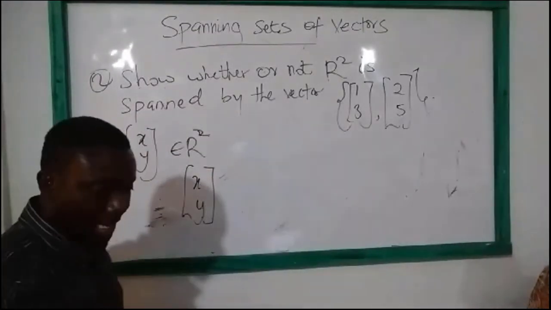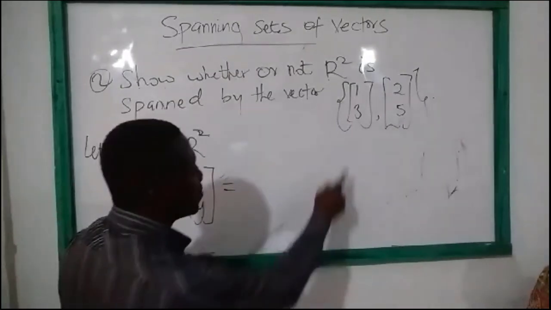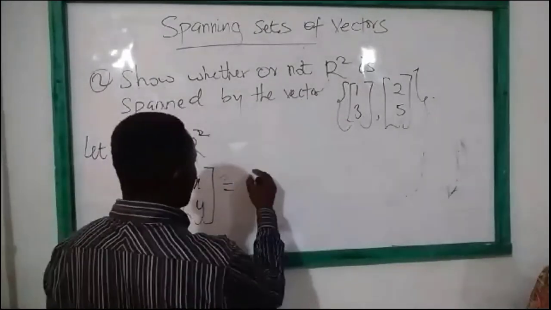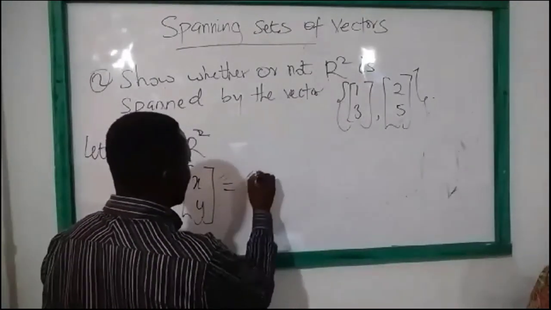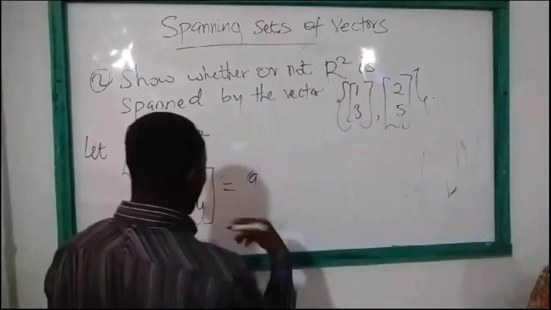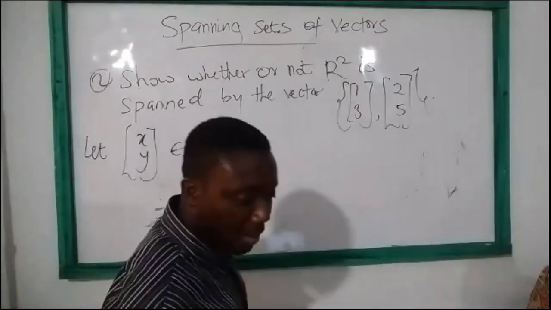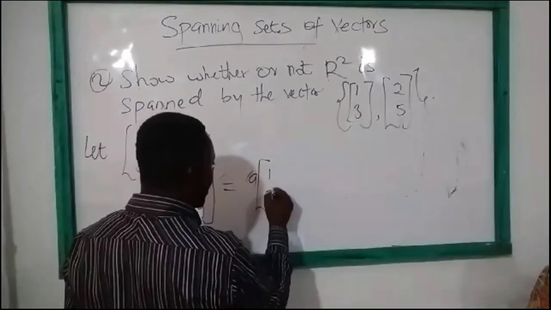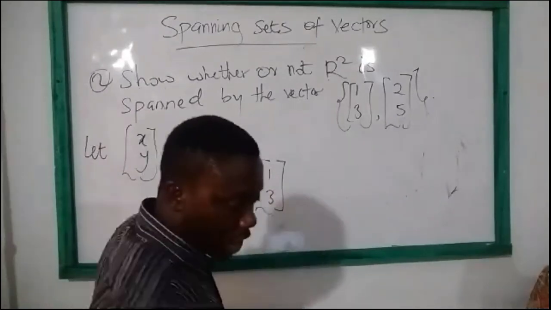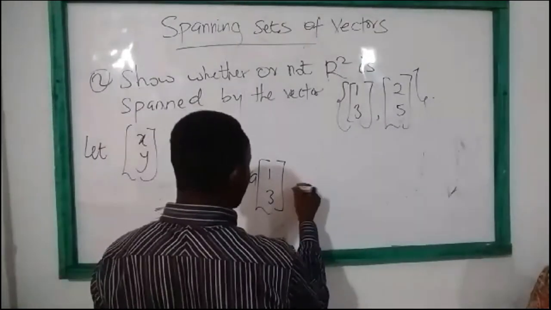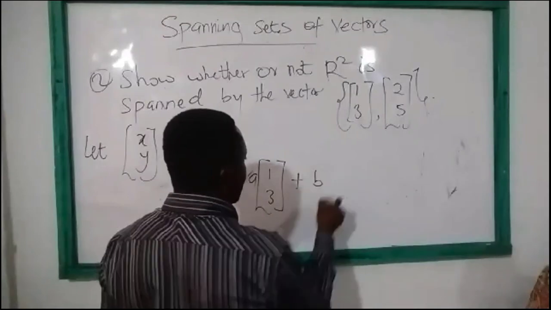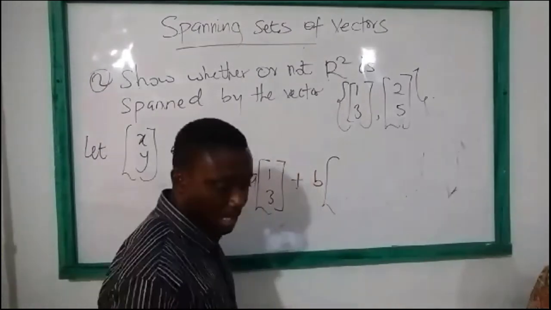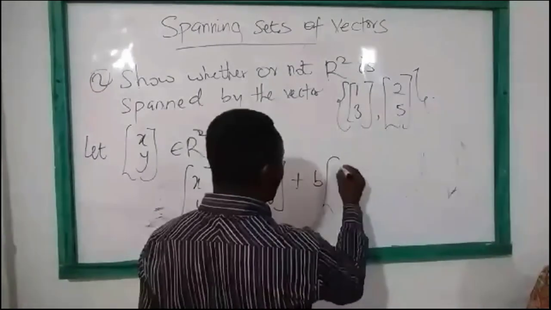So we are now using (x, y) equal to, then we express these two as a linear combination. We can represent a to be the scalar, or we can use any other variable of our choice. Then the vector given is (1, 3), which is also a two-dimensional vector. Then plus another scalar, b, and then the vector that is given, (2, 5).